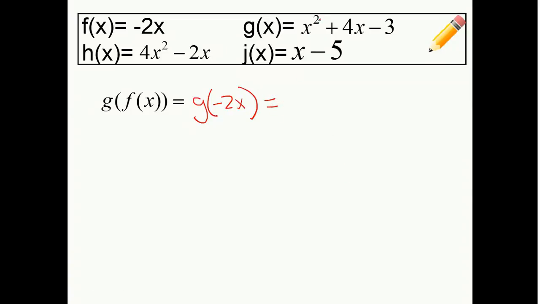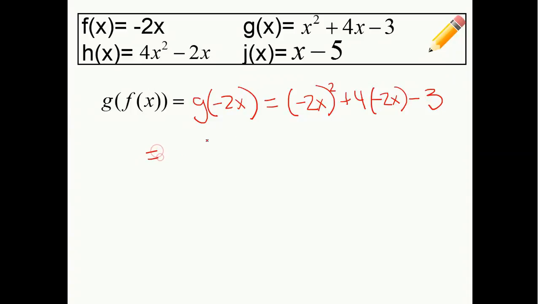So let's start writing out g here. I have x squared. Well, x squared is just an x squared. So I need to write negative 2x squared, because this is x. If you see an x, you better have whatever you're supposed to plug in. And then plus 4 times, oh, I saw another x, negative 2x minus 3.